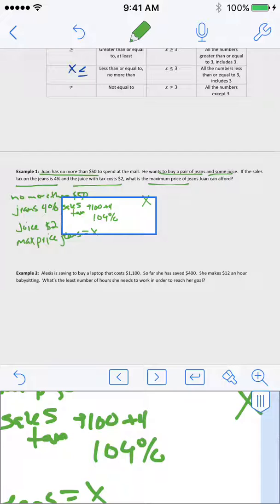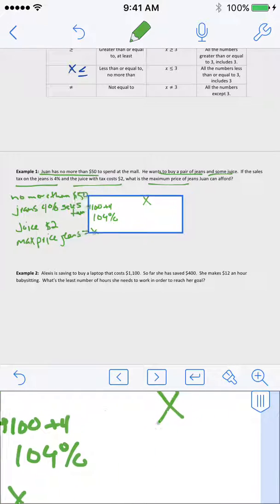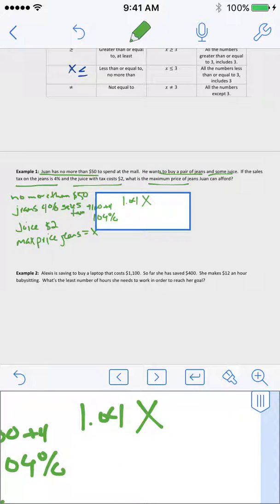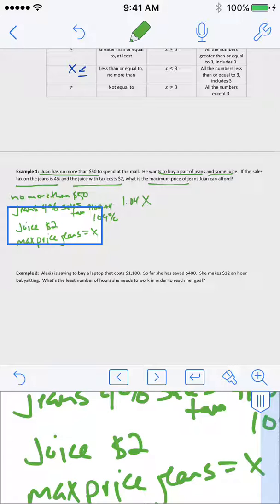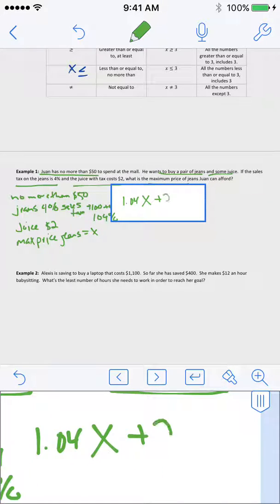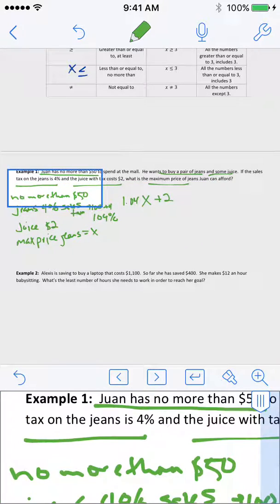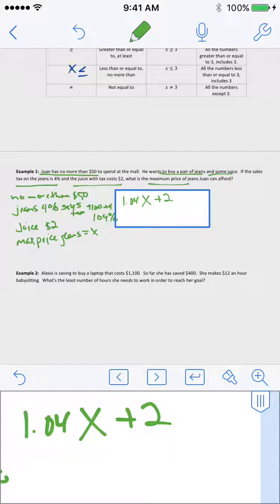Just like it was with the bank account, right? They're getting more of our money. So this is going to be 1.04 times x. 1.04 times x. I'm going to write that better. Alright, and then he's also going to have a constant of juice, right? The juice doesn't affect the price of the jeans, so it'll be a +2 on the end. Very nice. We have an expression for how much the jeans are going to cost. How much are they allowed to be? Well, this expression here is going to be the total cost of the jeans.